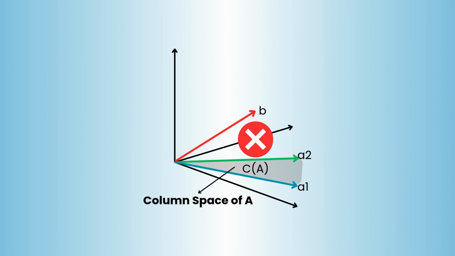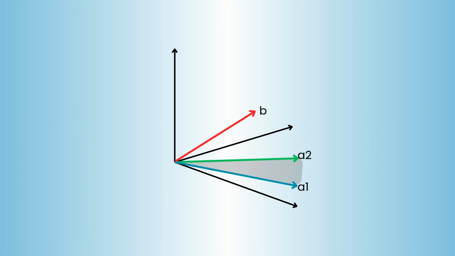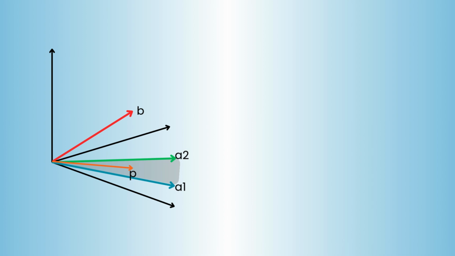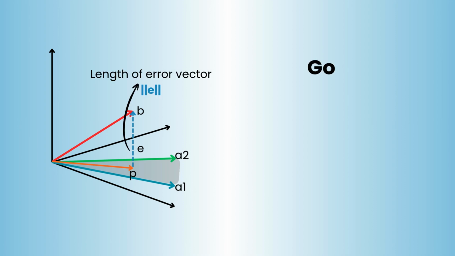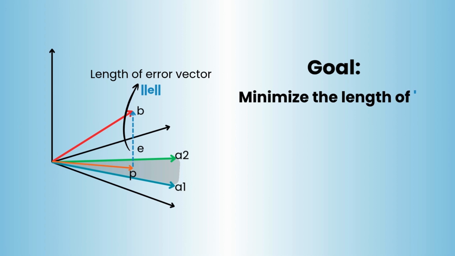Any vector Ax we can possibly build must live on this plane. We can't reach b. So, we need to find the vector on the plane that is closest to b. Let's call this closest possible vector p. The error in our approximation is the leftover vector e. Our goal is to find the solution x hat that makes this error vector e as short as possible.